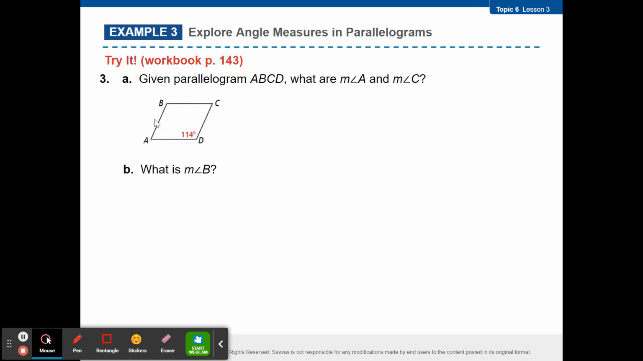Let's take a look at our workbook. Given parallelogram ABCD, what are the measures of angle A and angle C? All right, so this shouldn't be too bad. Angle A is going to be what? Who could tell me? Should just be 180 minus 114. What is it? 66. All right, and because that's 66, angle C has to be 66 as well because it's congruent. What's angle B? 114. Okay, that's why I had you write that one down, because the parallel lines are what really explains it. All right, any questions on that?